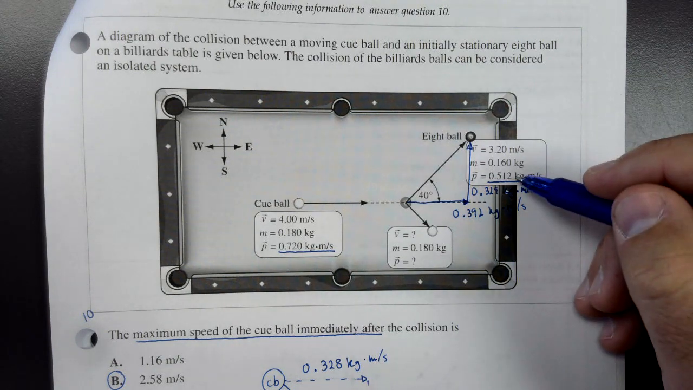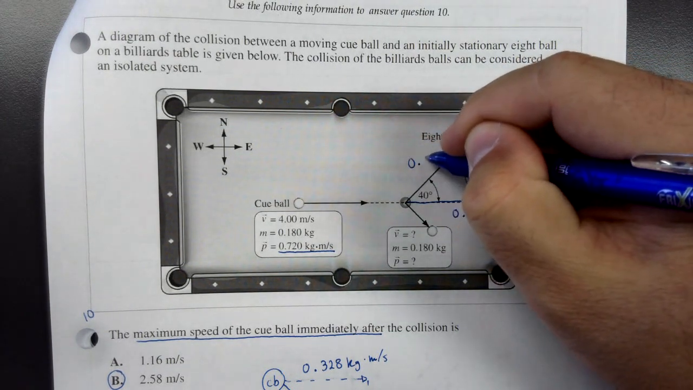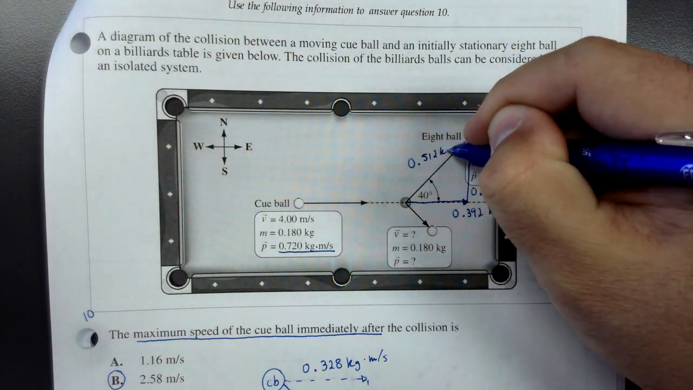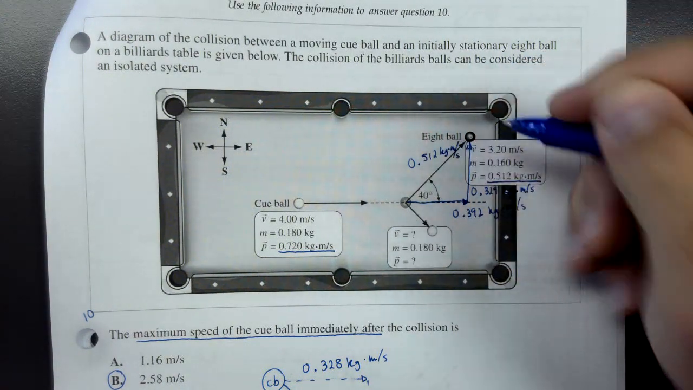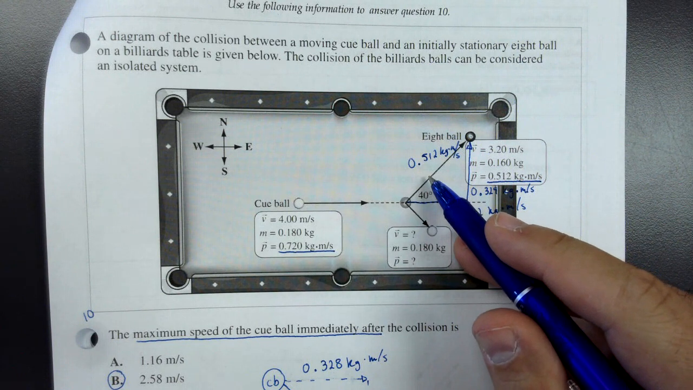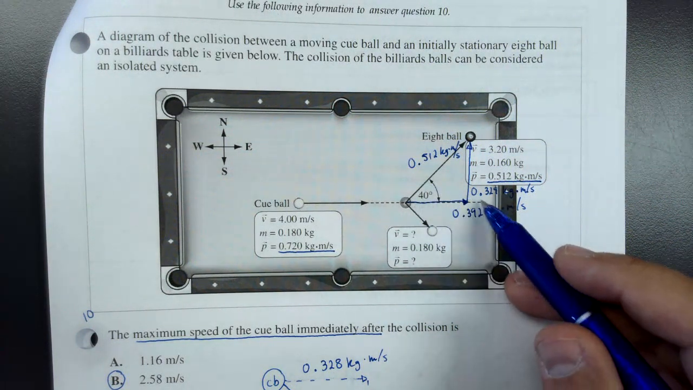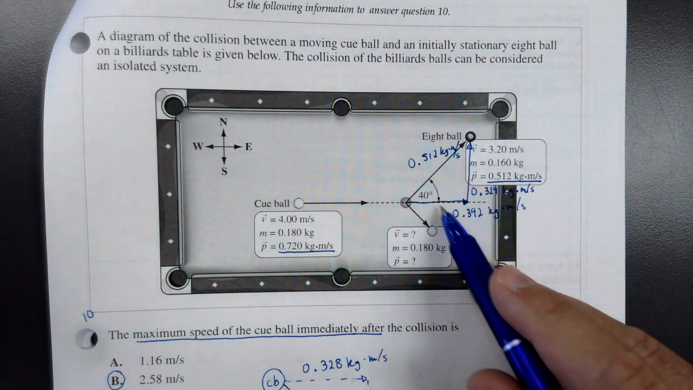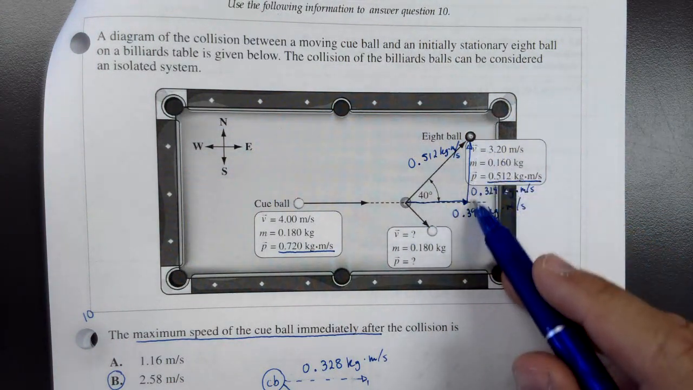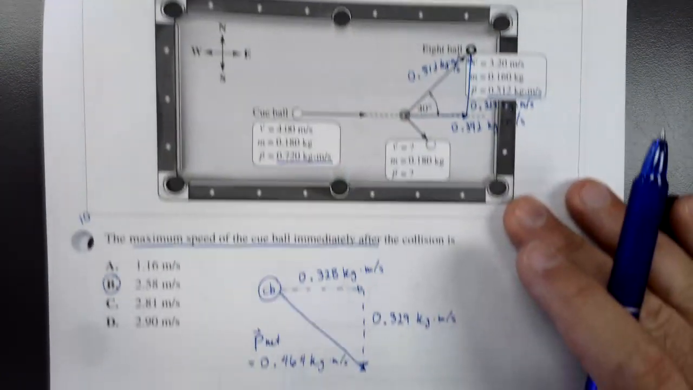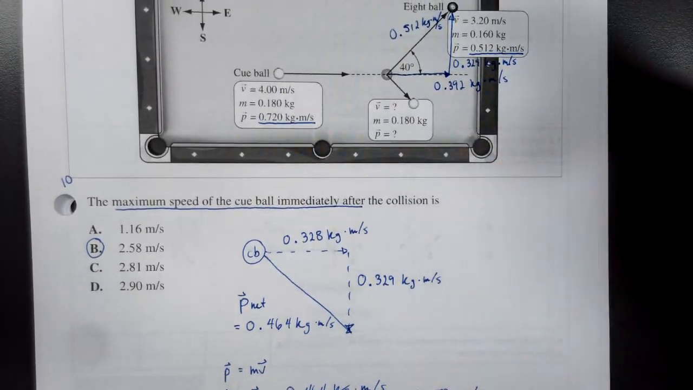They gave me 0.512. I know that that is the net momentum, and therefore it's the hypotenuse of my triangle. They gave me 40 degrees. So using sine and cosine, I was able to solve for the components. Now I know the horizontal and I know the vertical.